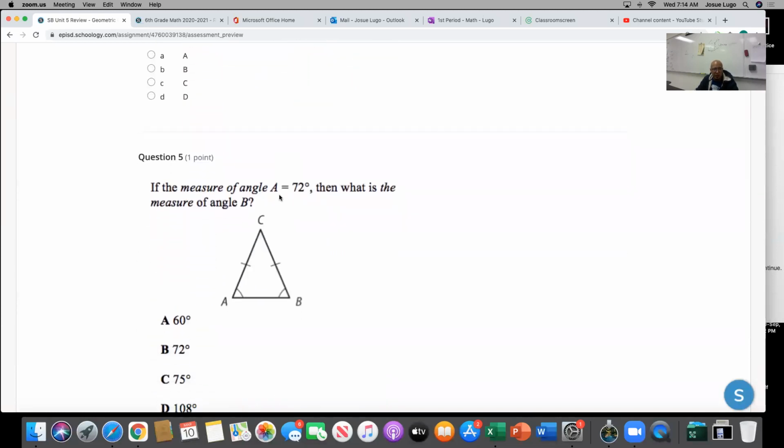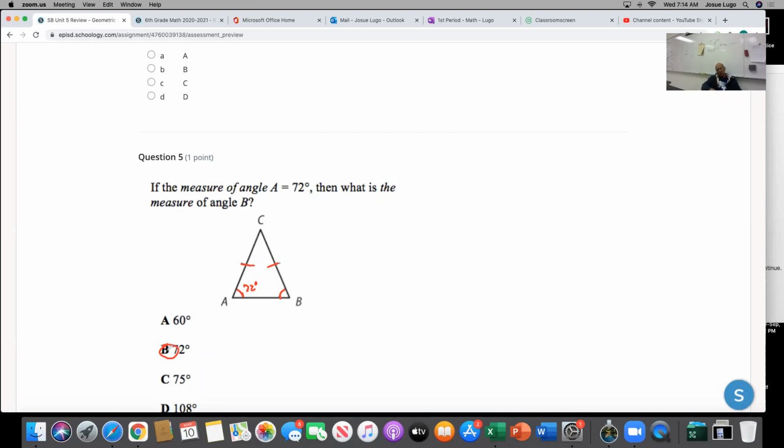Okay, the measure of angle A, so this one right here, is 72 degrees. So from here to here, that is 72 degrees. Then what is the measure of angle B? Ladies and gentlemen, notice how these lines tell me that this is an isosceles triangle. That means that side AC or CA is the same as CB, meaning that angle A and angle B are exactly the same. So angle B has to be 72 degrees.